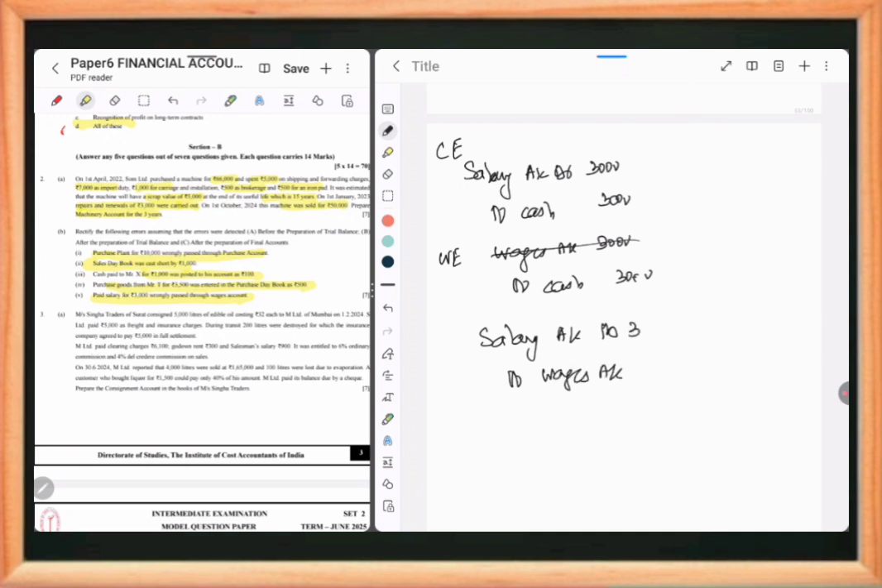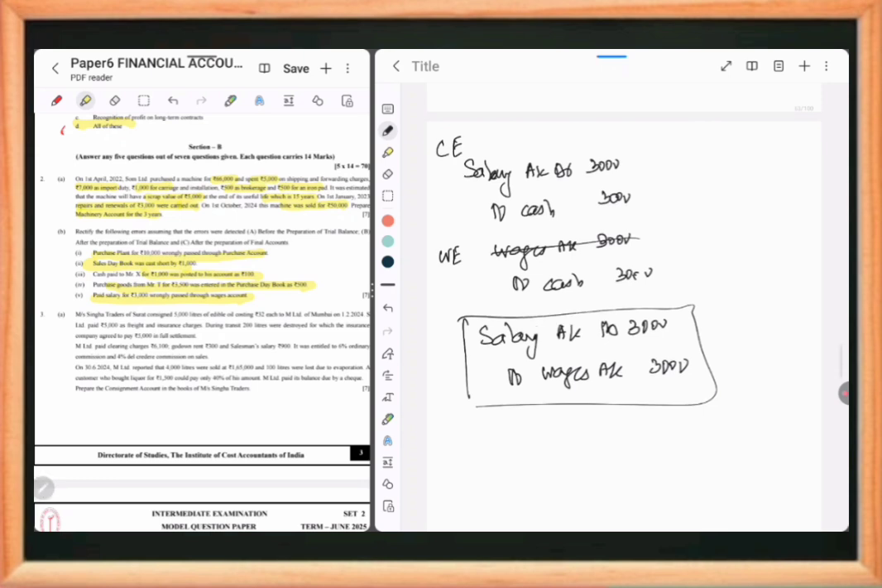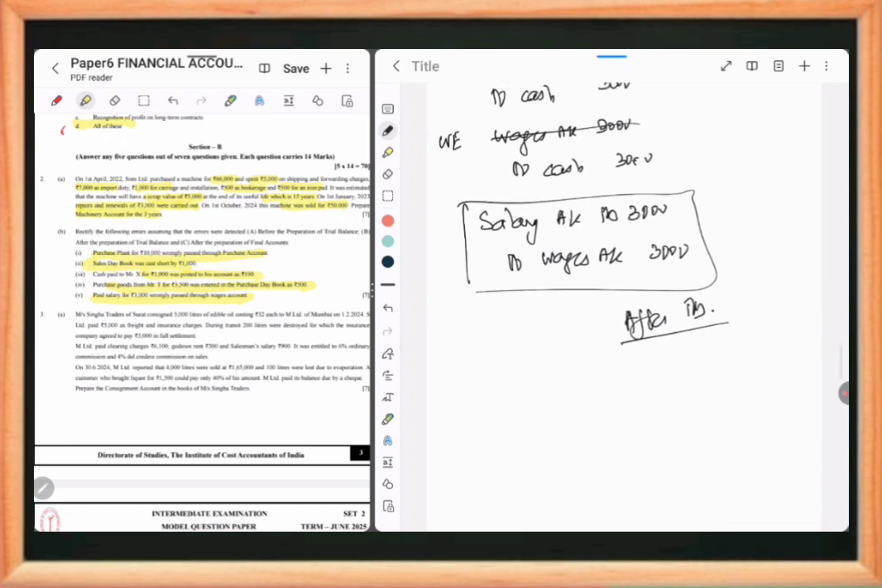That is 3,000 rupees. The same entry will be in the case of after trial balance. So after trial balance, the same entry: salary account debit to wages account, 3,000.